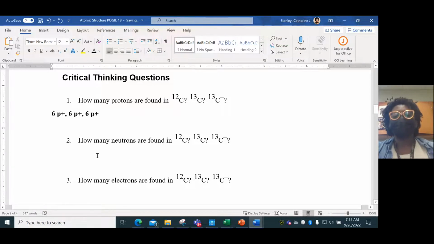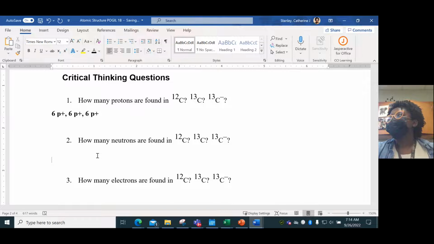All right, how many neutrons? Yes. One specific thing, do we need to include the P plus? Like for that first one, do we have to include the P plus? Yes. It just adds a little bit more clarity. Plus 666 looks really scary.